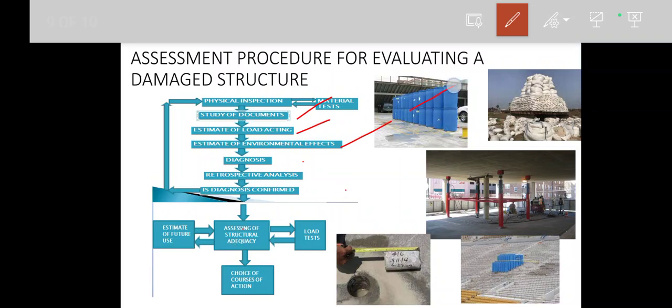Here you can see, we can keep some barrels of water like a continuous UDL, or we can pile some sandbags. Or we can do a pile load test with some reaction supports, like the plate load and pile load tests. So like that, in buildings also we can do. Based on that we can estimate the future of the building, and what are the corrective measures to be done, we can identify it.